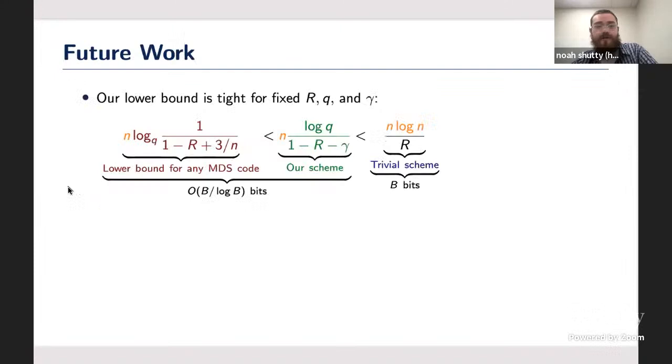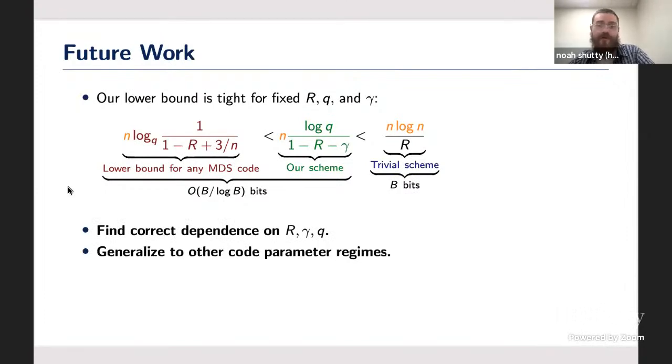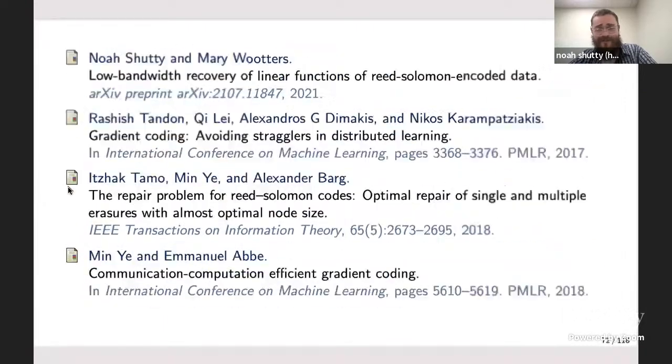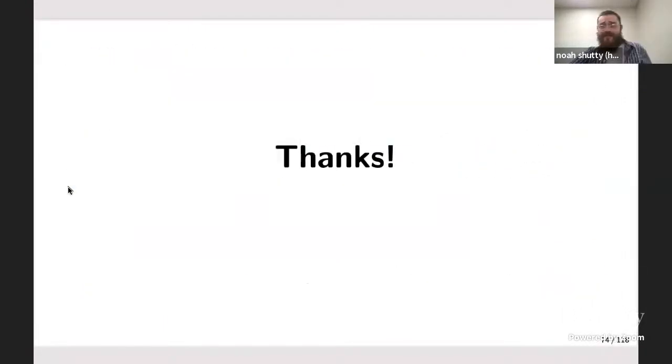So we showed a lower bound, but there is a gap for the dependence on the rate and the fraction gamma of failed nodes. So for future work, we suggest finding the correct dependence on those quantities, generalizing to other parameter regimes like very few evaluation points, going beyond linear functions, maybe low degree polynomials, and perhaps using nonlinear schemes like in the pioneering work of Kuan and Tamo that was just presented before this talk. And again, for other codes as well, perhaps. So thanks for watching, and if there's time for any questions, thanks.